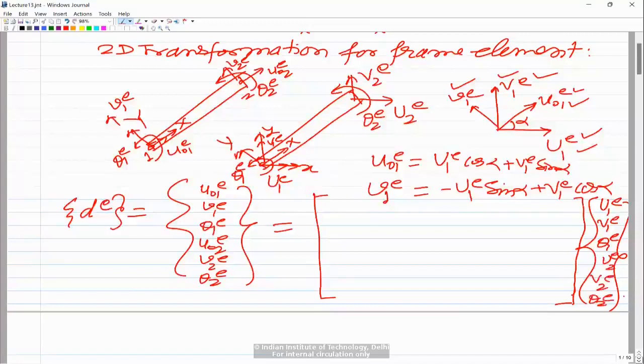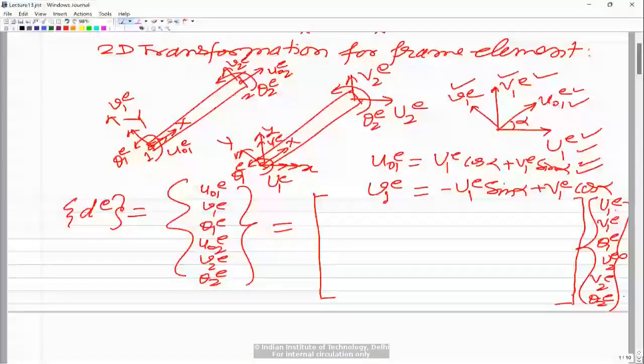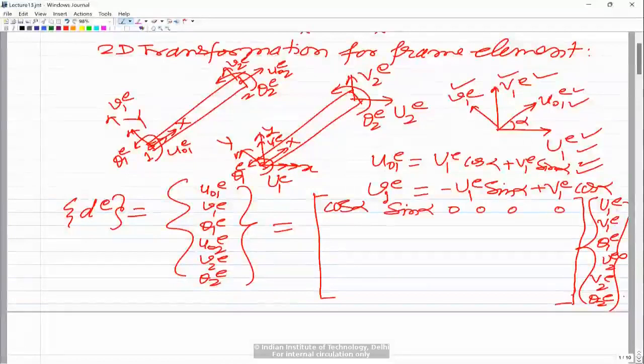As per this equation, we have written u naught 1e equal to U1e times cos alpha. So here we will have cos alpha, and then V1e times sin alpha, so the second column would be sin alpha, and there are no contributions from others, so we put 0. Then v naught 1e is U1e times minus sin alpha, so here we will have minus sin alpha, then cos alpha, 0 0 0 1. The rotation is the same theta 1e, because the z-axis is the same in the local and global coordinate systems. So we'll have 0 0 and 1, 0 0 0.